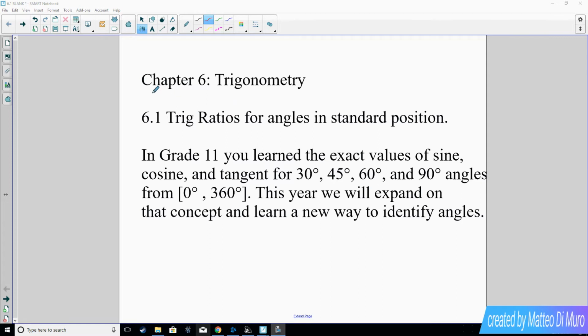Okay, welcome to Chapter 6, Trigonometry. I am so excited to bring you this next chapter in our odyssey of math learning.